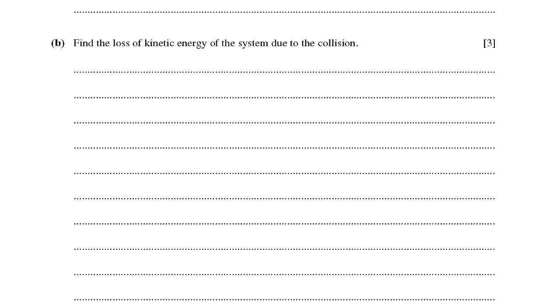Find the loss of kinetic energy of the system due to the collision. All we have to do is find the kinetic energy before, the kinetic energy after, and see what the difference is, see what was lost. So the kinetic energy, hopefully you remember the formula, is a half of mv squared. So the kinetic energy before, if you don't have a velocity, you have no kinetic energy. So there is only one item which is moving, and that's particle A.